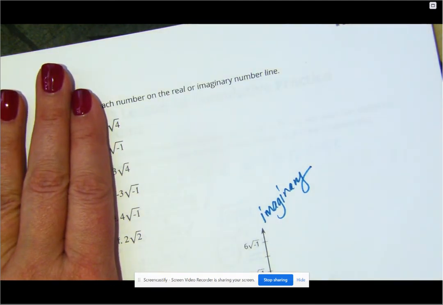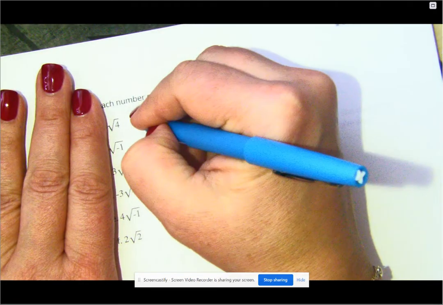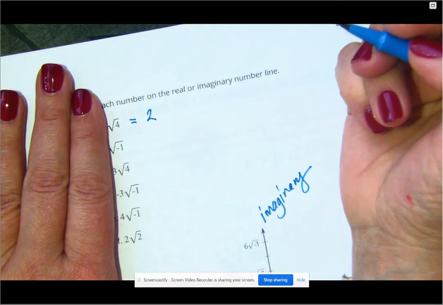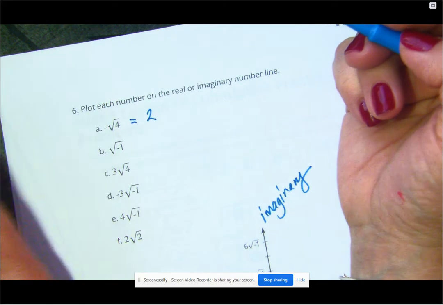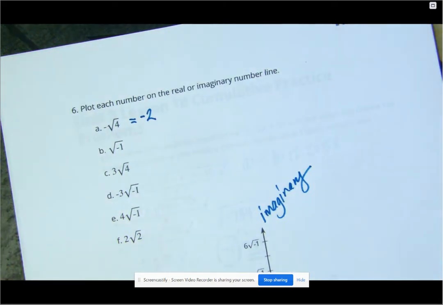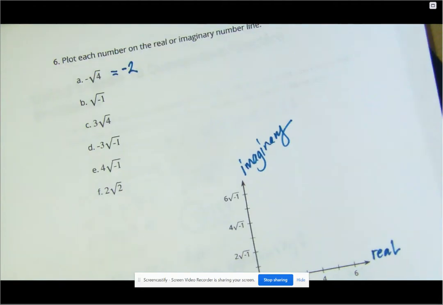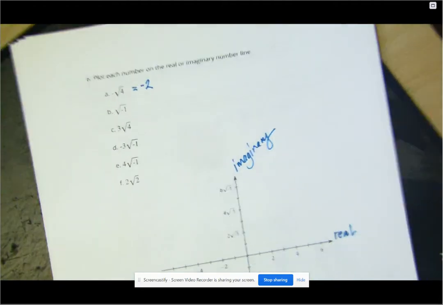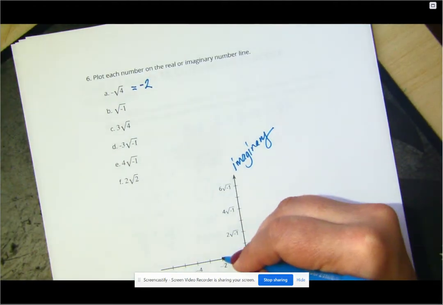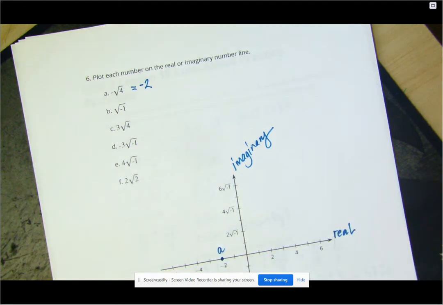What is the square root of 4? 2. There's no negative in the radical. This isn't an imaginary number. And then there was a negative. So this is negative 2. So I'm going to go plot that. That's a real number. I'm going to plot negative 2. I'm going to put letter A right there.